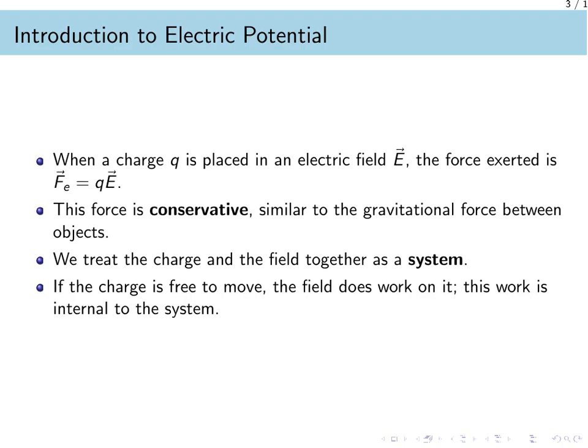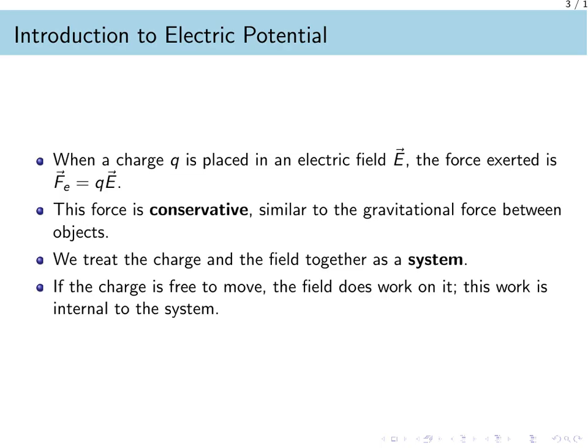When we place a charge, labeled Q, into an electric field E, the field exerts an electric force on it. We define this force as the product of the charge and the electric field vector. A critical characteristic of this electric force is that it is conservative. This means the work done by the force on a charge moving between 2 points depends only on the starting and ending positions, not the specific path taken. This is very similar to how the gravitational force operates between objects.